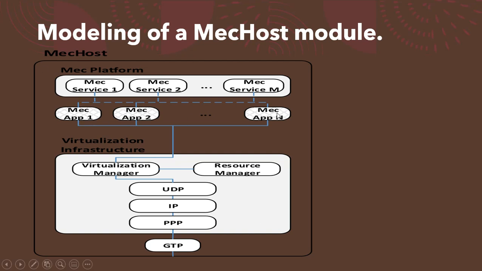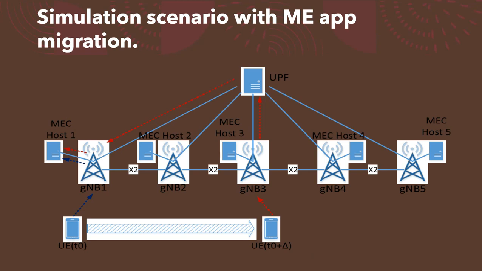In the MEC platform we have service 1, service 2, and application 1, application 2. This is a virtualization infrastructure, which has a virtualization manager and a resource manager, and we have the protocols UDP, IP, PPP and GTP in this modeling of the MEC host module. Simulation scenario of MEC app migration.